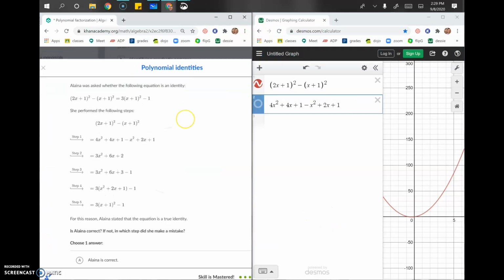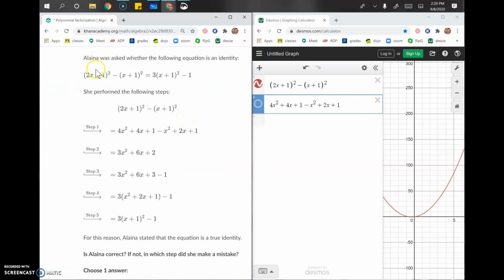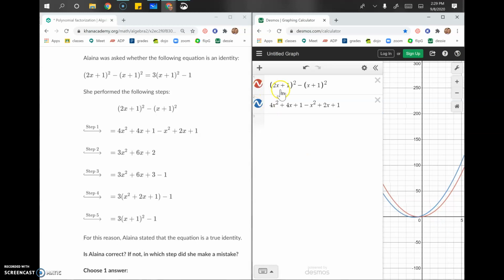And we've got Alina here. Alina's trying to see if the left expression can be manipulated to look like the right expression. I've got the first expression in. I've also got the second expression in, which would be the first step. As soon as I click this one on, you notice something happen in Desmos. The parabolas are not lining up. So these expressions cannot be the same.